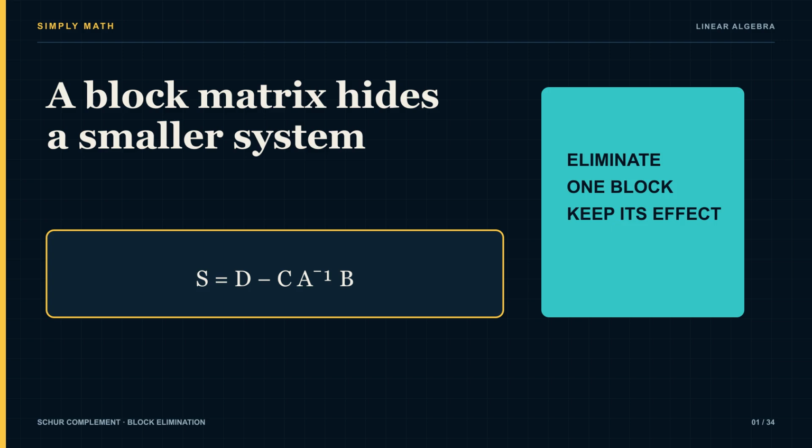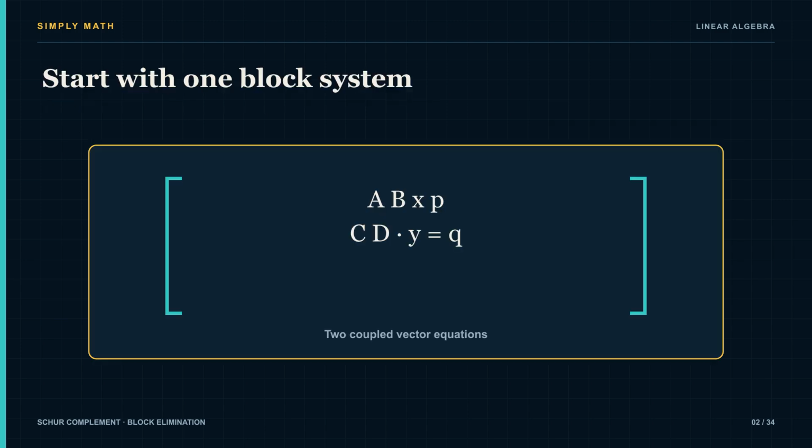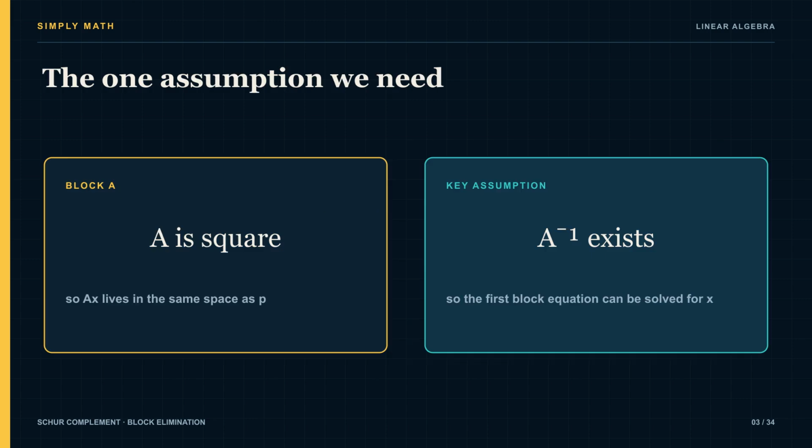A large block system can hide a smaller system inside it. The Schur complement is exactly what remains after one block is eliminated. Start with this block matrix equation. It represents two coupled vector equations for the unknown blocks x and y. We assume A is square and invertible.